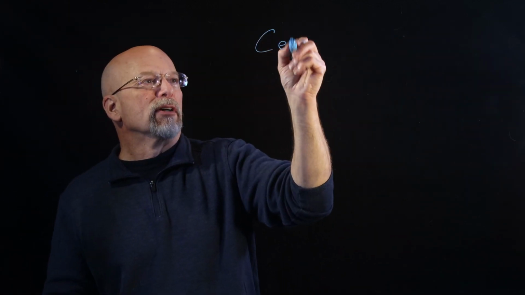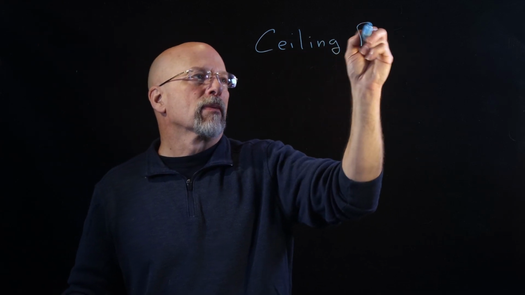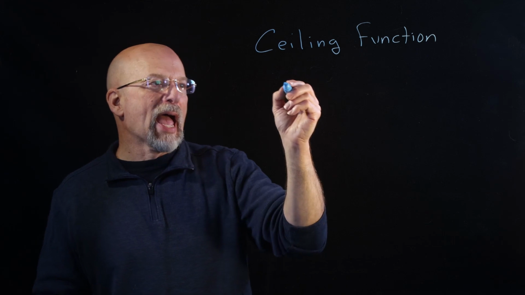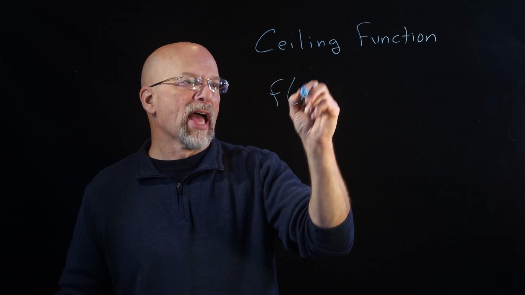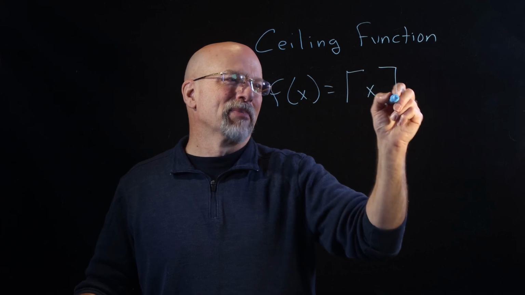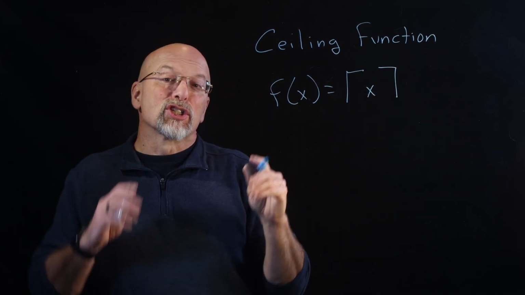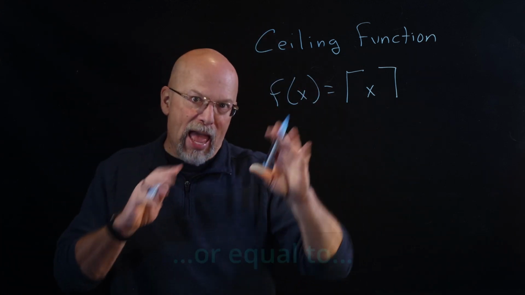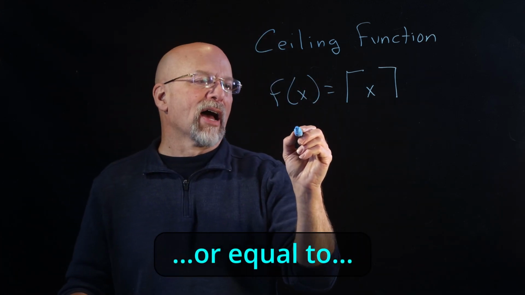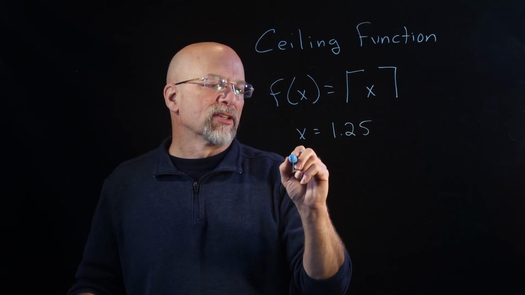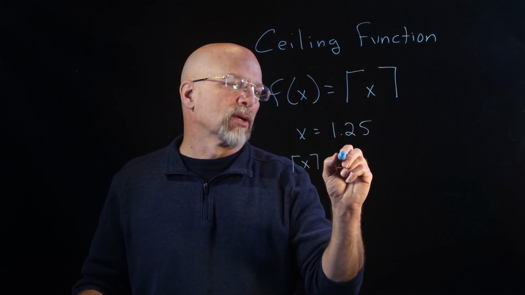Now, the ceiling function, a lot like the floor function, what you're looking at is f of x, and you've got the upside down L's this time. And what you're looking at is the smallest integer that is greater than x, all right? So if I've got x is equal to 1.25, then the ceiling of x is equal to 2.